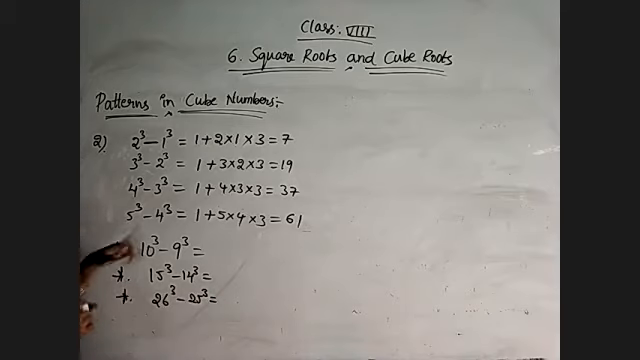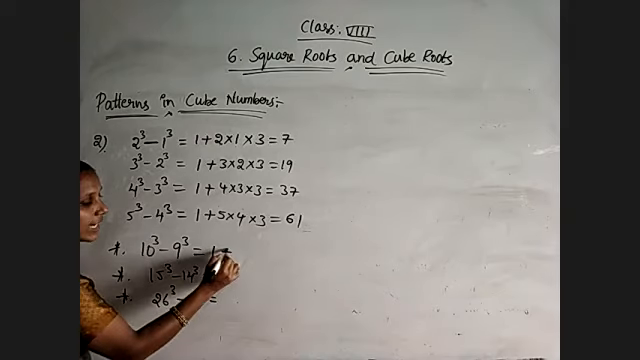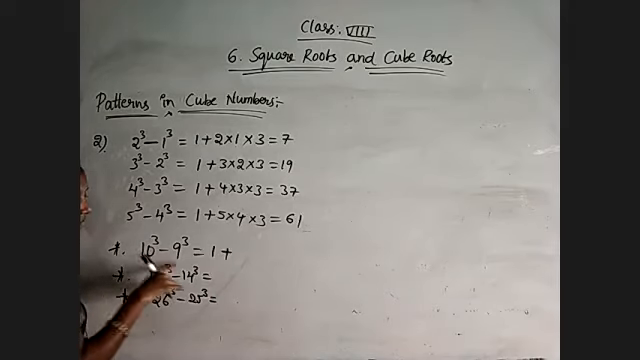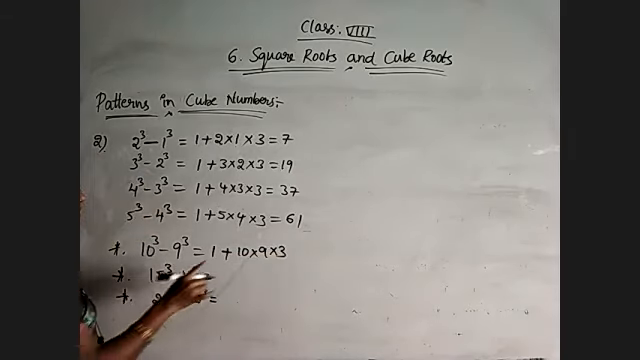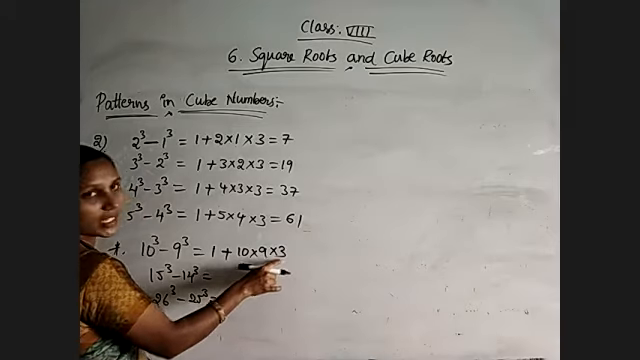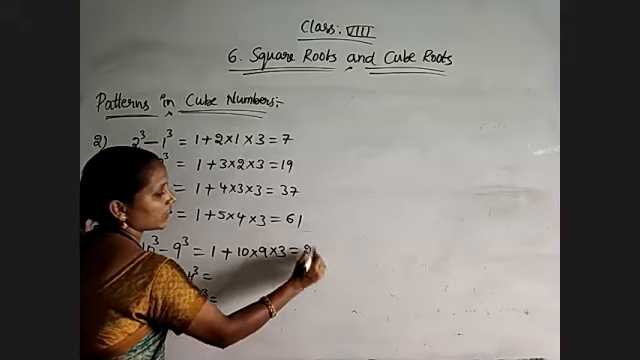Okay. According to that pattern, we must write first number 1 and here addition. Two numbers are 10 and 9. So 10 into 9 into 3. That's all. What will we get? 9 3s are 27. 27 into 10, 270. 270 plus 1 is equal to 271.